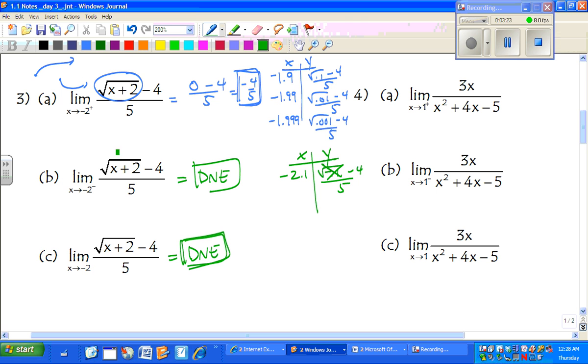So we have to be careful when there's a square root function like this. We can't always just say, oh, we can do direct substitution, plug it in, and get an answer. We need to look at both sides of our limit.